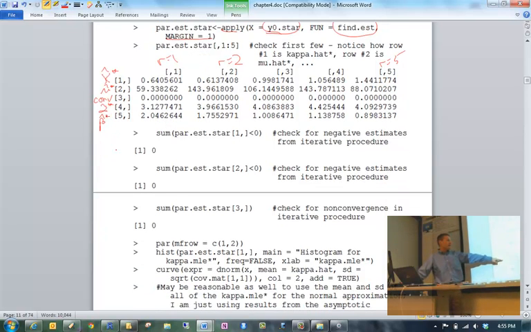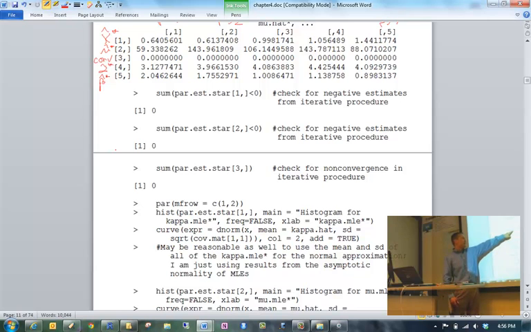Let's check my convergence criteria. Again, this is going to be a bunch of 0s and 1s, so let's sum them up. Great, everything converged. So that's good.